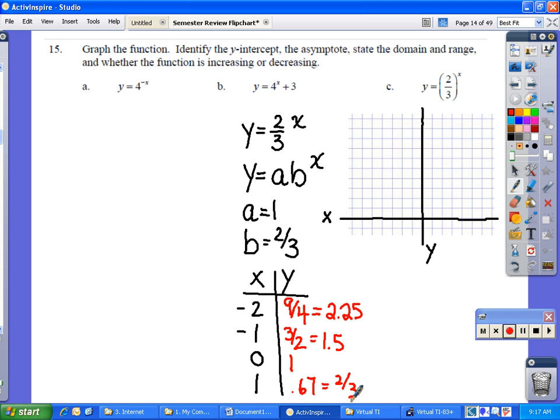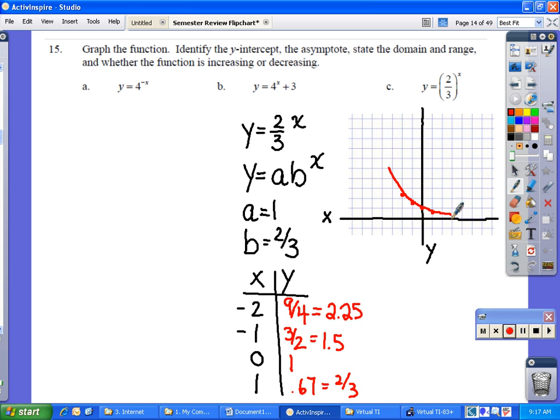Okay, so now let's put a few of these on our graph and see if we can get an idea of what our graph looks like. Remember, we said this function would be decreasing, and we've got at -2, 2.25, at -1, 1.5, at 0, we have 1, that's our y-intercept, and at 1, we have 2/3, or 0.67. Notice that our graph is decreasing, not as quickly as it was in part A, and it is also approaching the asymptote of y equals 0.